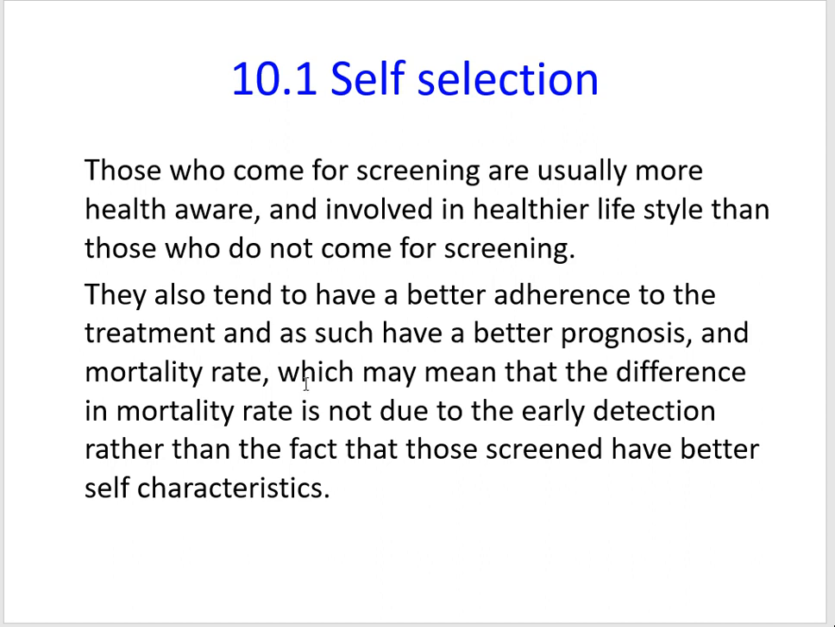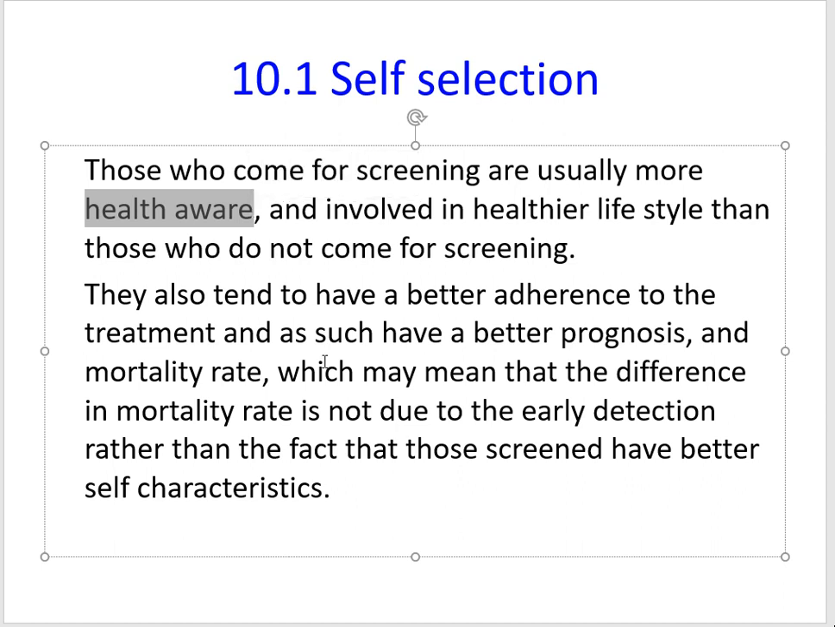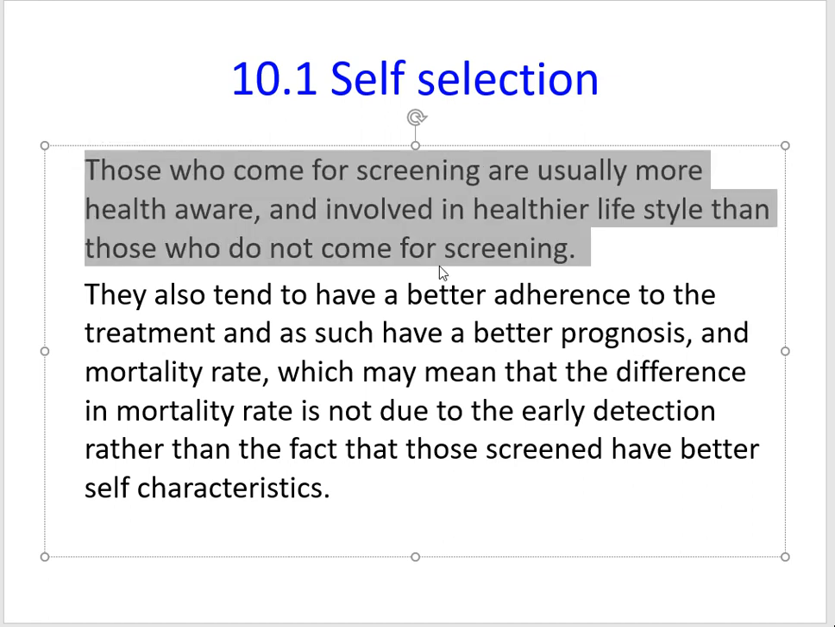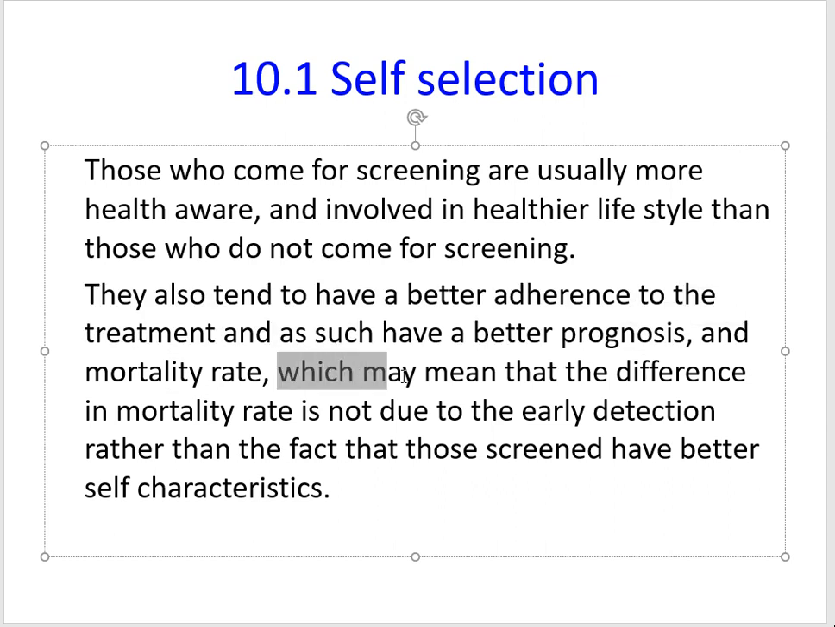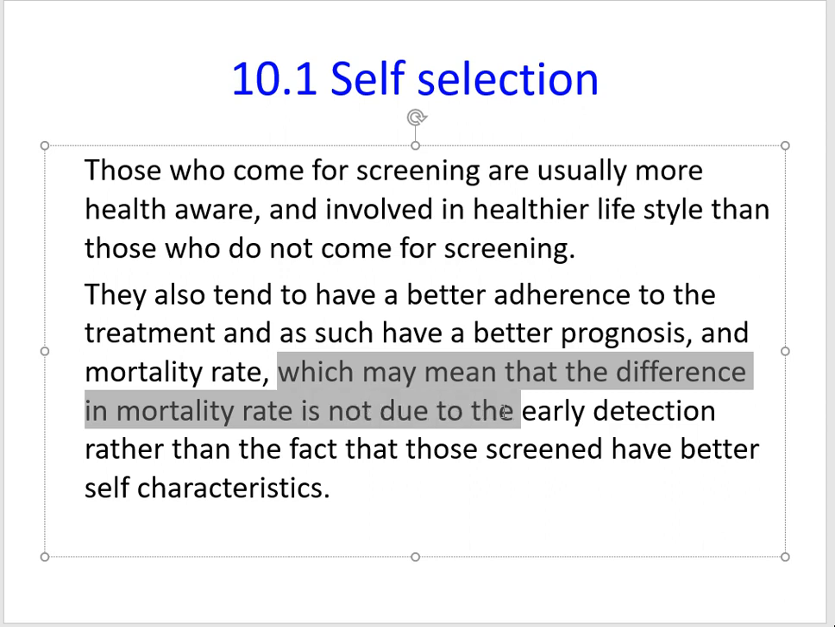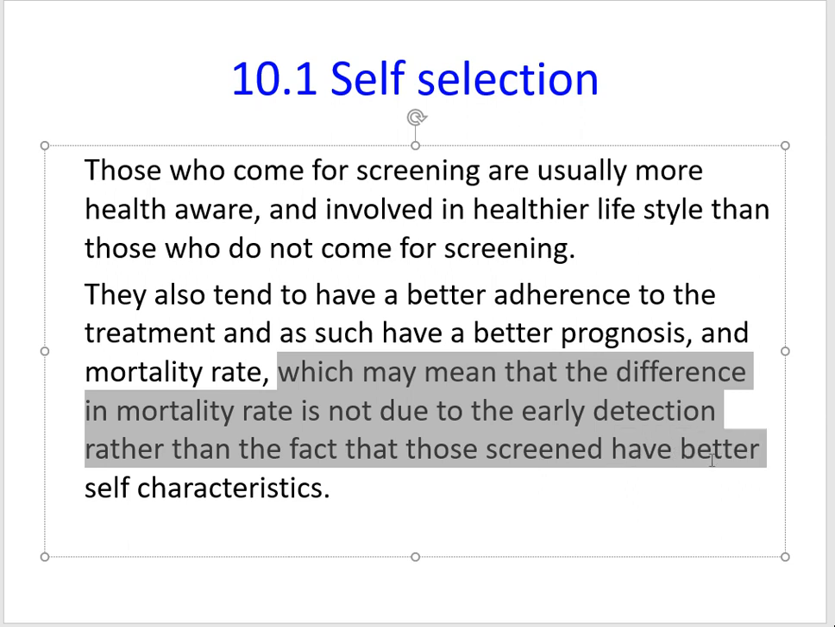So let me read the slide. Those who come for screening are usually more healthy or health aware and involved in a healthier lifestyle than those who do not come for screening. So you're starting off with a healthier population, a better population. They also tend to have better adherence to treatment and as such have a better prognosis and mortality rate, which means that the difference in mortality rate is not due to early detection, rather the fact that those screened had better self-characteristics to start with.